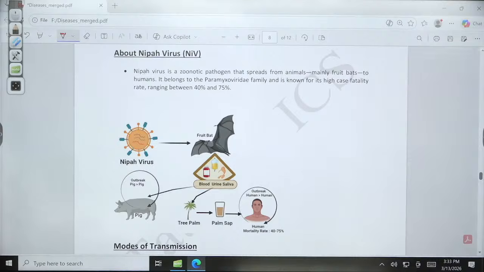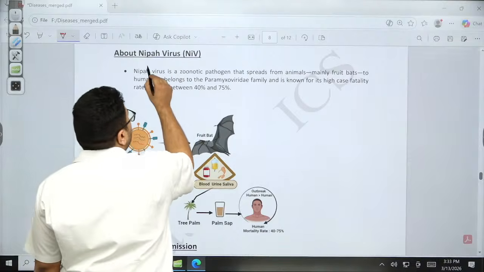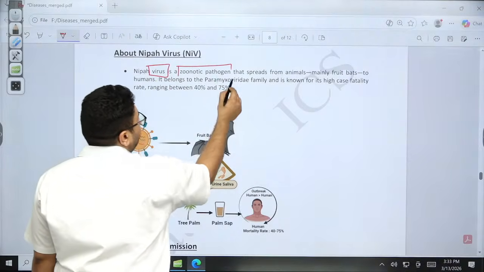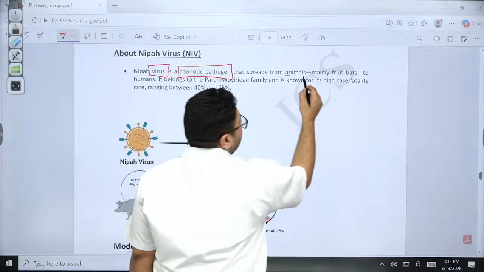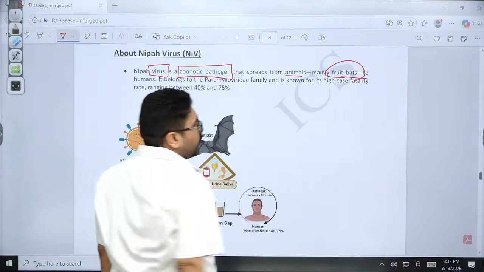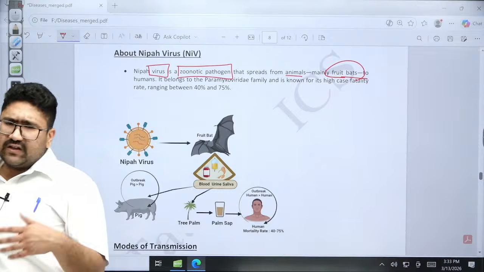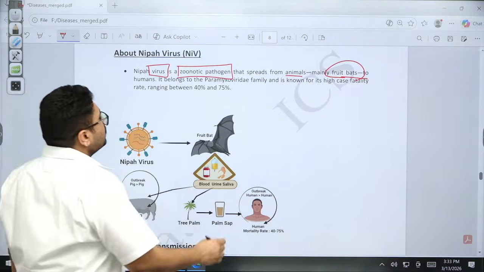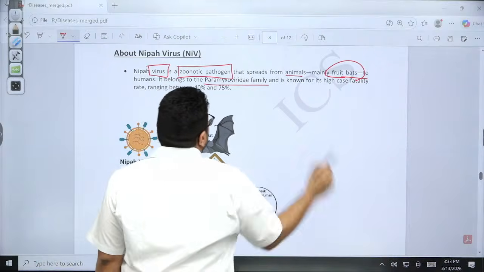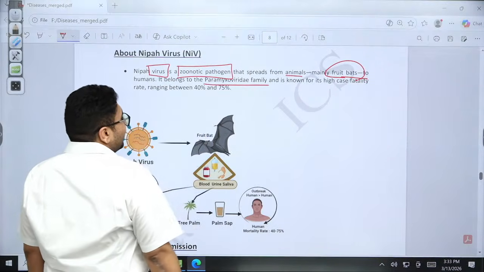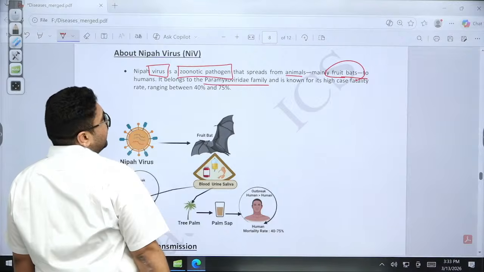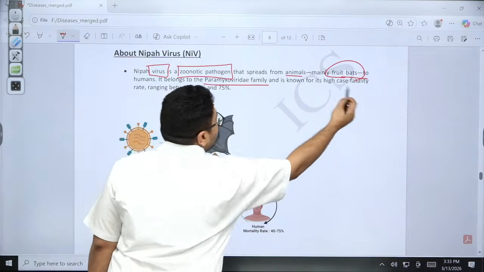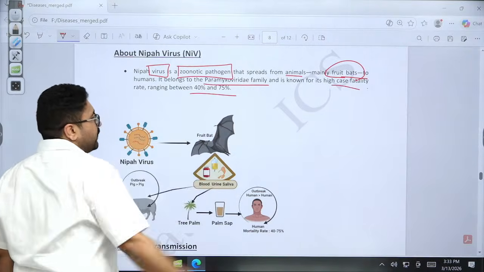What is Nipah virus? It is a zoonotic pathogen. It is first of all viral. It is a zoonotic pathogen that is spread from animals. Which animal? From fruit bats. चमगादड़ से ह्यूमन में फैलता है. So it belongs to Paramyxiviridae family and is known for its high case fatality ranging from 40 to 75%.